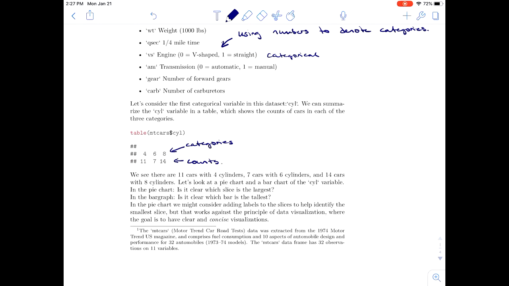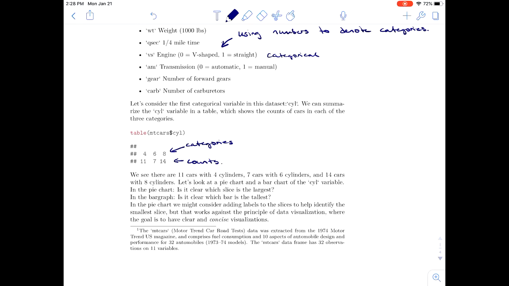Here, we know from the blurb there's 32 cars in this data set, or you could just add them up. 11 plus 7 plus 14 should equal 32. 14 of these cars had 8 cylinders. 7 of these cars had 6 cylinders. And 11 of these cars had 4 cylinders. Here's categorical data. So we summarize categorical data with a table.